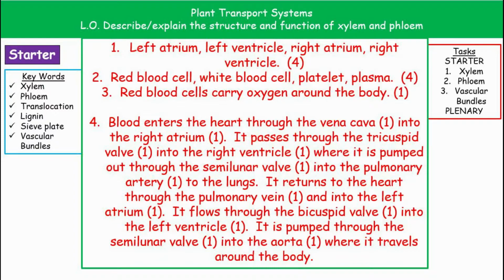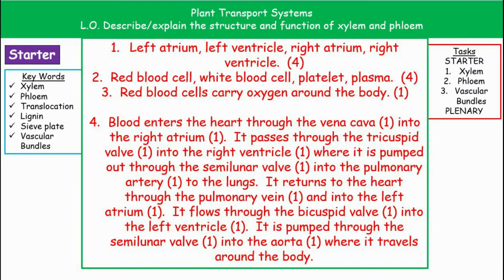From the pulmonary artery, it goes into the lungs, and then it will return to the heart through the pulmonary vein, a mark for that bit, and into the left atrium, a mark for that, flows through the bicuspid valve, give yourself a tick, into the left ventricle, tick that bit, is pumped through the semilunar valve, tick for that one, into the aorta, final mark there. And from that point, it goes around the body.